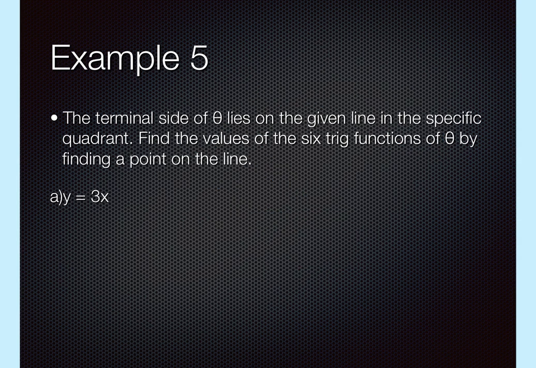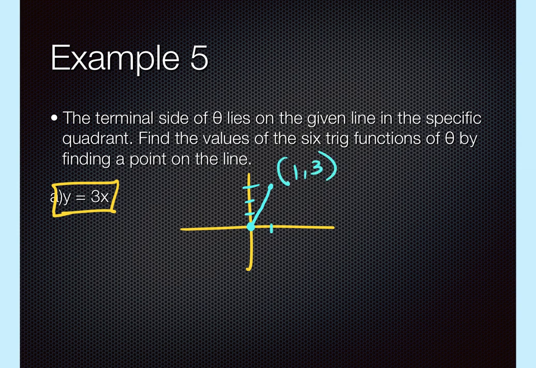All right, example 5 is now given in a different type of information. It says the terminal side of theta lies on the given line in the specified quadrant. Find the values of the 6 trig functions by finding a point on the line. This is an equation of a line, y equals 3x. How would I graph that? Start at 0 because your b is 0. Then what? Put a slope of 3. Good. 1, 2, 3 over 1. So what's that coordinate point? 3, 1. Other way around, right? 1, 3.